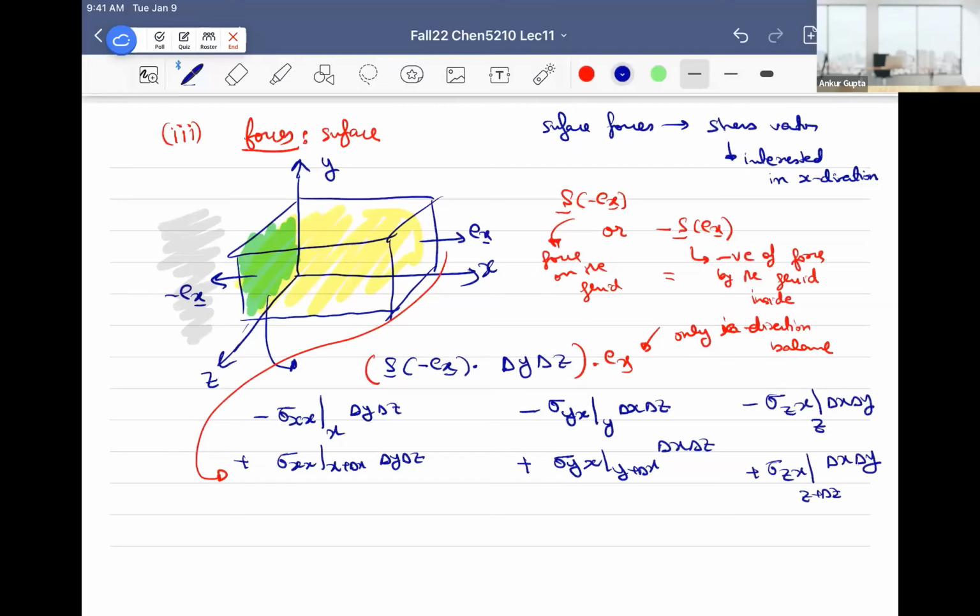Note that all the components have the second index as X, which makes sense because I'm only looking at the X direction balance right now. The first index is changing because I'm looking at all 6 surfaces, that's 6 components, and the normal is changing from X to Y to Z. The negative sign is coming because of the direction of the normals. I hope this is clear. Any questions? Yes.